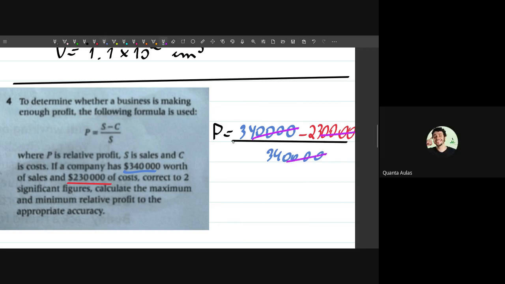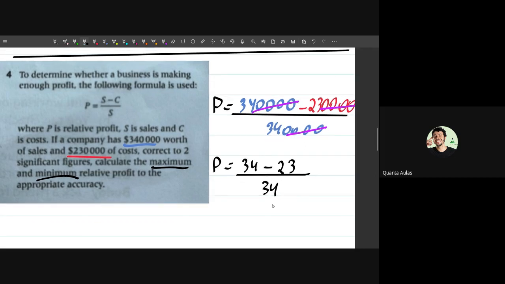We can put the zeros. 34 minus 23 divided by 34.2. We have a unique answer, not 2. This is a little strange to me. Okay? Past, correct. Worth of answers, of course. You have only one answer. Relative profit is, can you do this count for me, please?